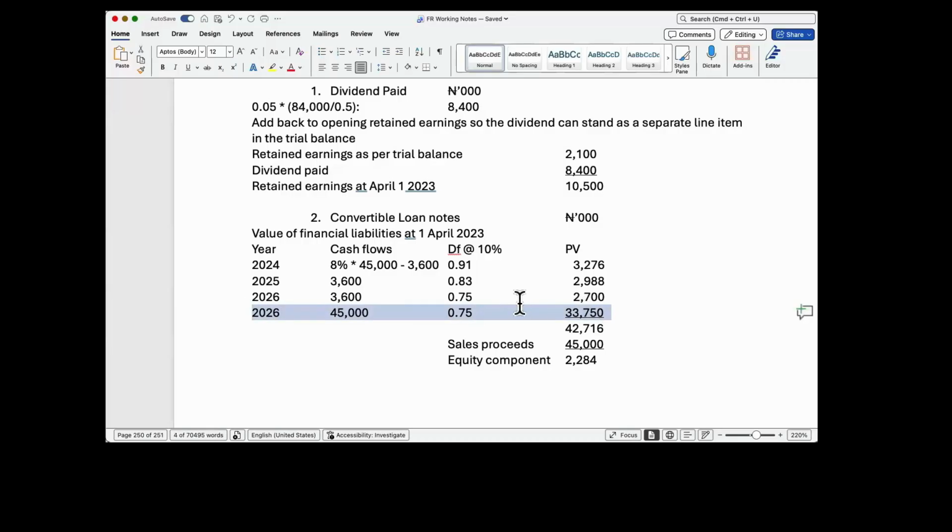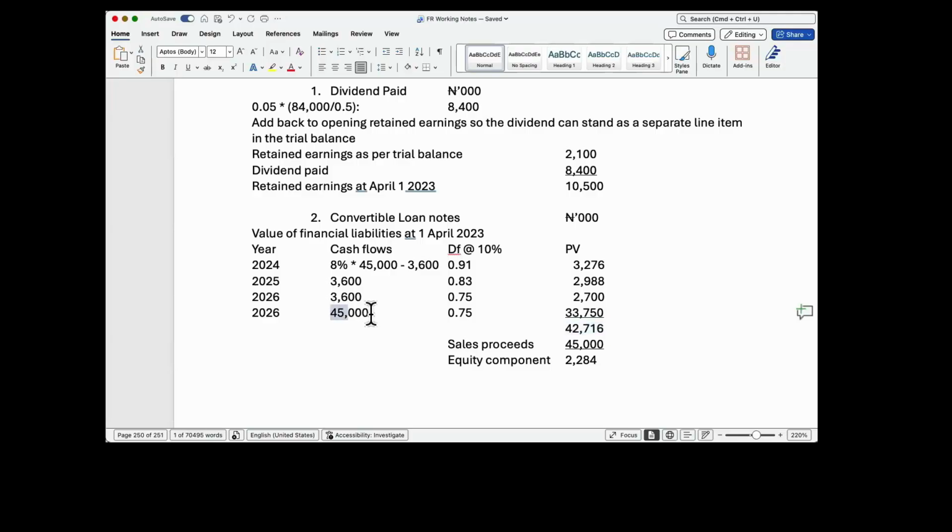Like I've explained severally, we're trying to get the value of the financial liability. So again, to answer your question directly, this is how you always do it when you want to get the value of the financial liability. All we are doing is getting the present value of the interest and the present value of the principal.